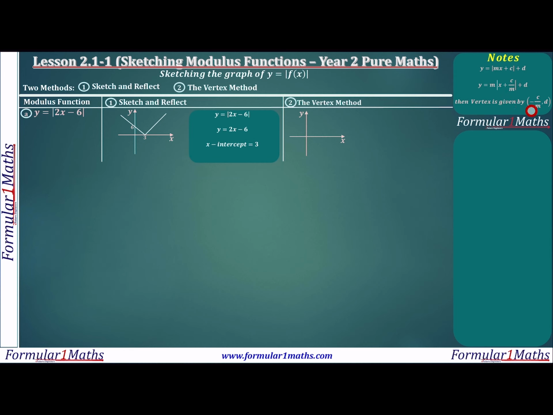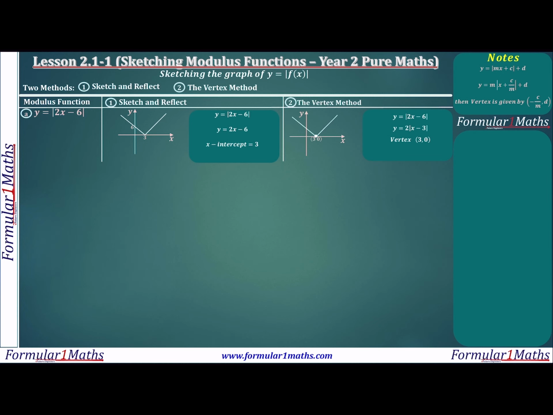So let's go and apply this method to this modulus function. What I have is y equals the modulus of 2x minus 6. If I factorize 2 out, I'll get the following. I have x here, and like I said, the coefficient of x is 1, and I have minus 3 here. So if I negate minus 3, I'll get 3, and the value of d outside is 0, and so my vertex is (3, 0). Then I'll indicate a point on the graph, and from there I'll draw a V-shape with its vertex at (3, 0). So I'll get the following.